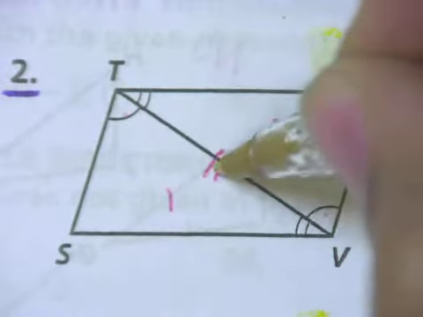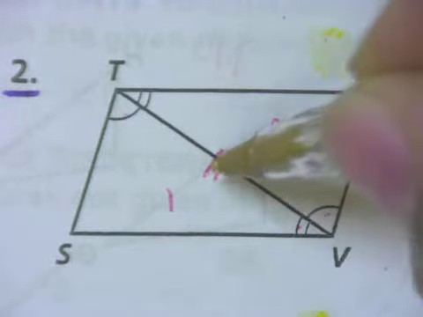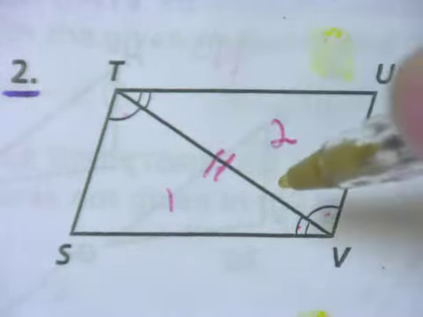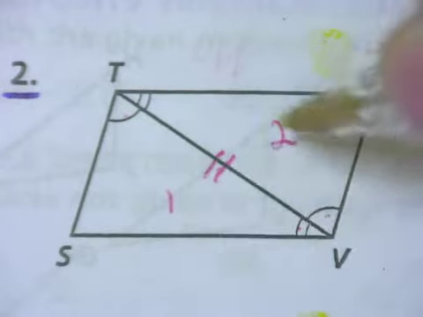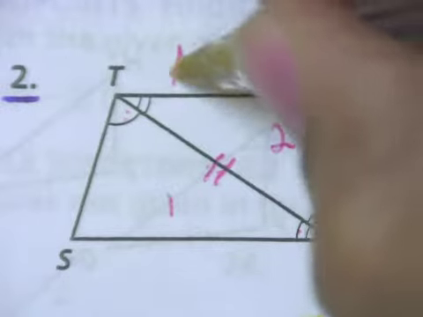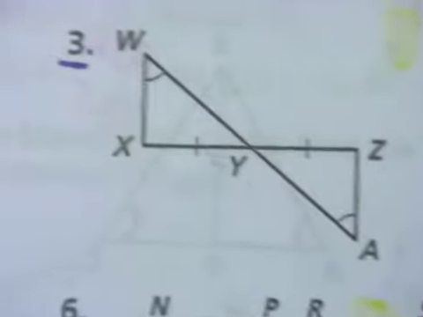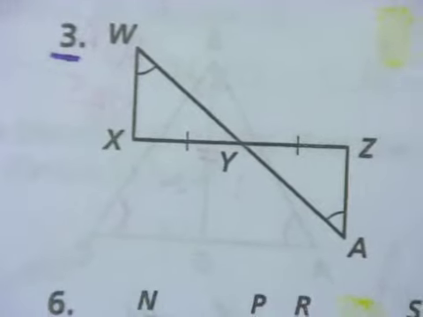But let's get back to the point. I also know that segment TV is congruent to itself. So if you look here, I have this angle, this side, and this angle, which is identical to this angle, the same side, and this angle. So I can say that these two triangles are congruent using the angle side angle rule.